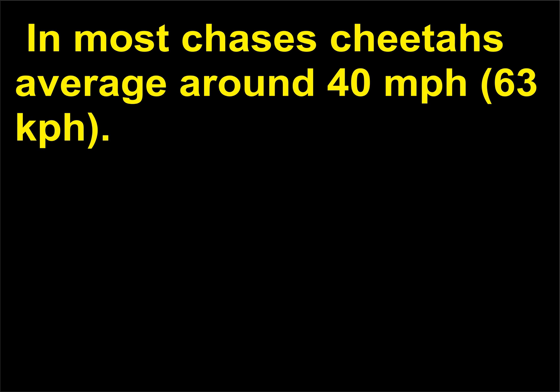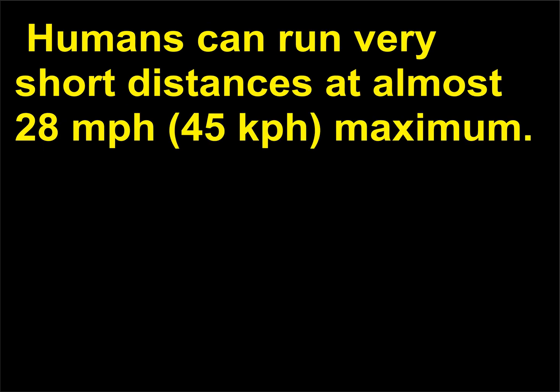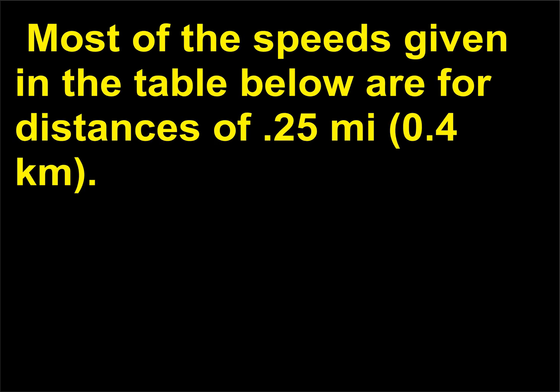In most chases, cheetahs average around 40 miles per hour, 63 kilometers per hour. Humans can run very short distances at almost 28 miles per hour, 45 kilometers per hour, maximum. Most of the speeds given in the table below are for distances of 0.25 mi, 0.4 kilometers.